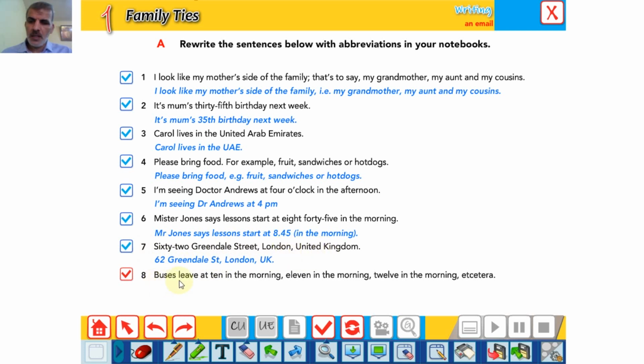Number 8, buses leave at 10 in the morning, 11 in the morning, 12 in the morning, etc. Let's see the answers. 10 a.m., 11 a.m., and 12 a.m., etc. Okay, so my dear students, at this moment, pause the video and write these sentences with their abbreviations in your notebook. Okay.